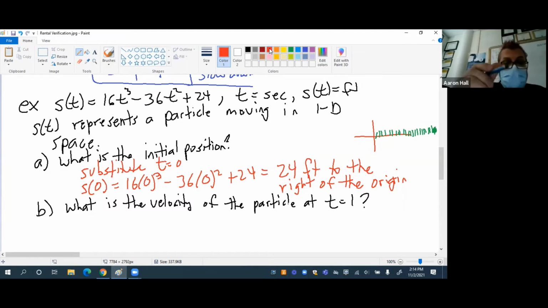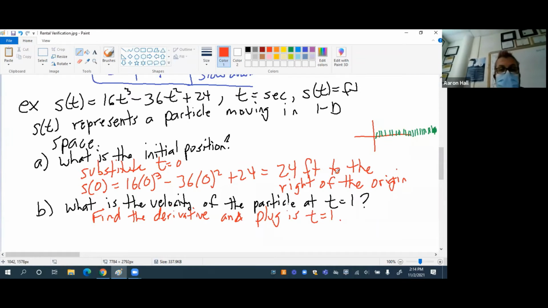Yeah, we find the derivative and plug in t equals 1. Yep, that's exactly what we do. So we need to find the derivative of this. And if we find the derivative, then that becomes our velocity, because the derivative of s of t equals our velocity. What is the derivative of this?